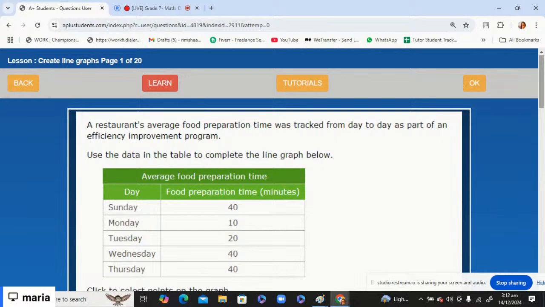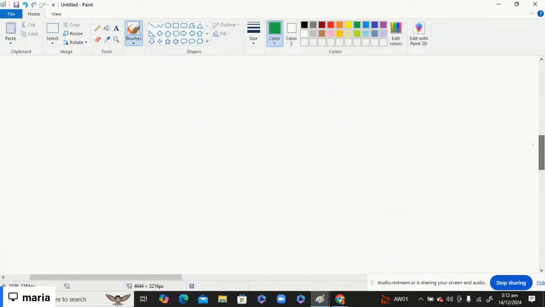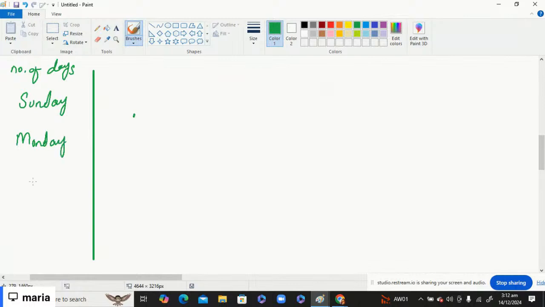Okay, number of days are given and food preparation time is given. Number of days are given: Sunday, Monday, then Tuesday, Wednesday, and then Thursday.